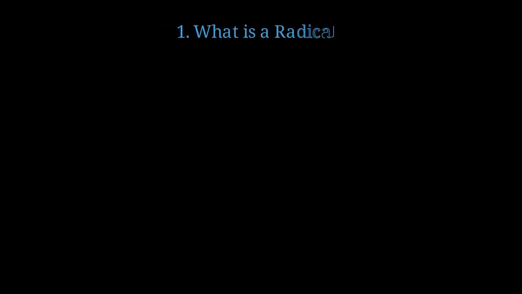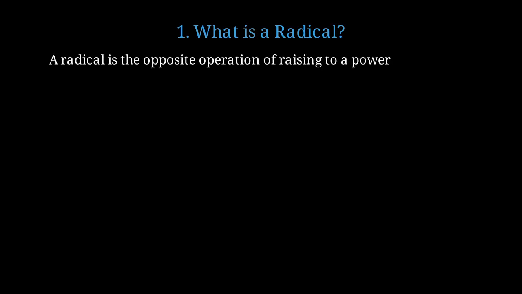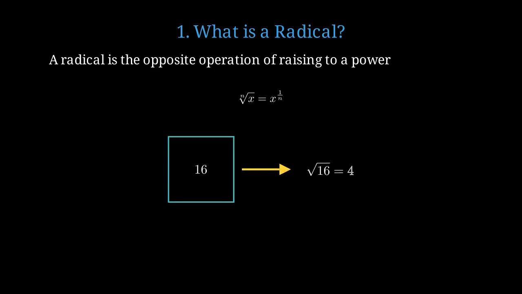First, let's understand what a radical actually represents. A radical is the opposite operation of raising to a power. It helps us find what number was raised to get a result. The n-th root of x can be written as x to the power of 1 over n. For example, the square root of 16 asks, what number times itself equals 16?